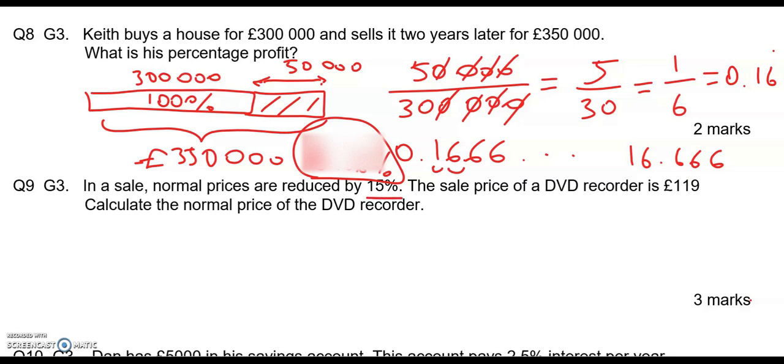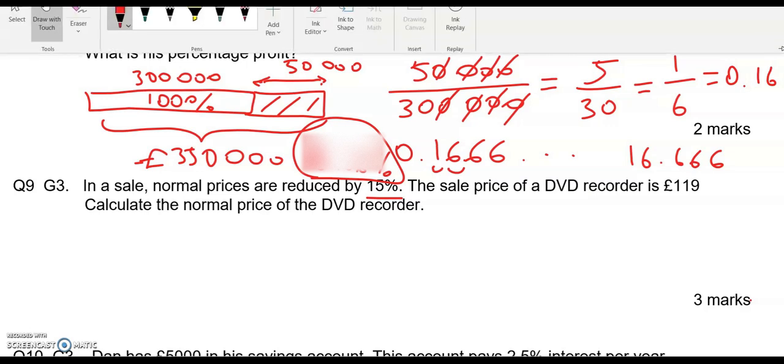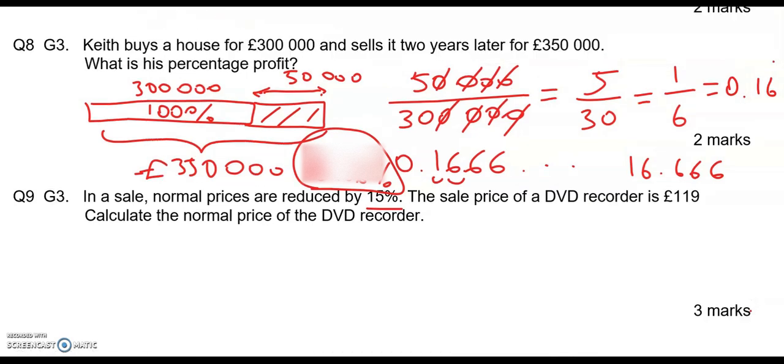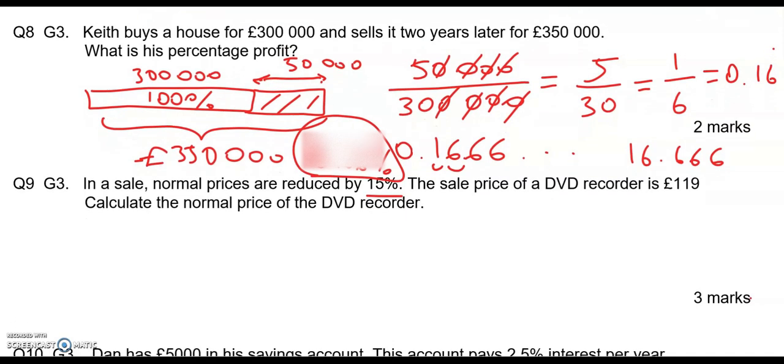Now looking at the next question, we've got in a sale, normal prices are reduced by 15%. The sale price of a DVD recorder is £119. Calculate the normal price of the DVD recorder. We're trying to represent the normal price using a bar. So there we have the original or normal price, and we've had a reduction in price by 15%.